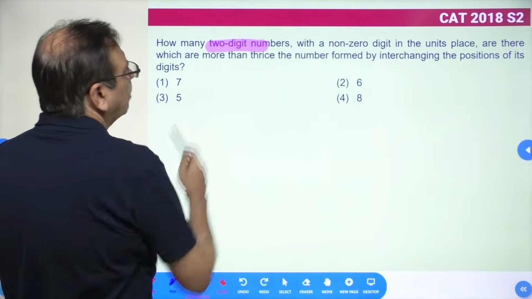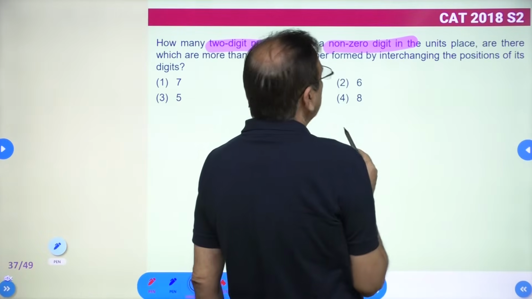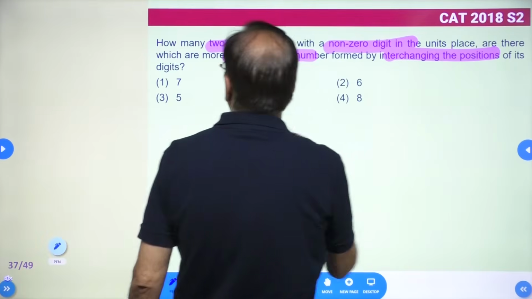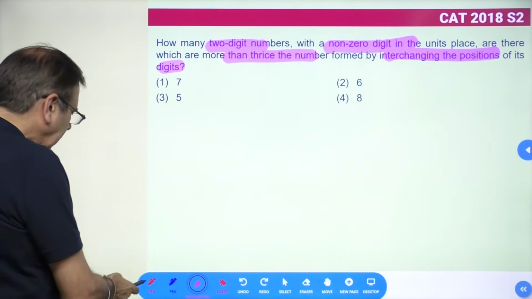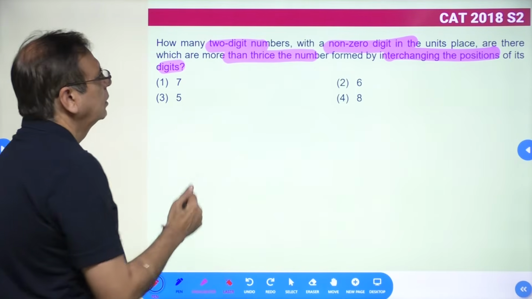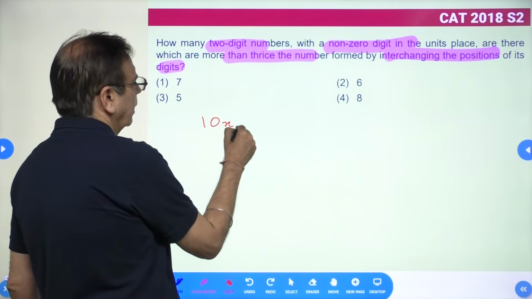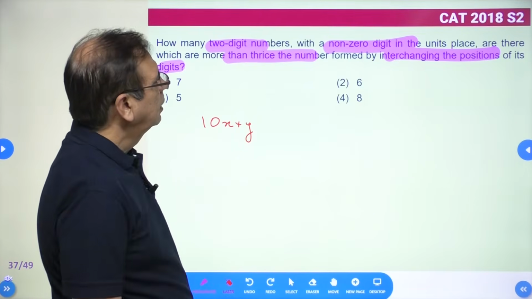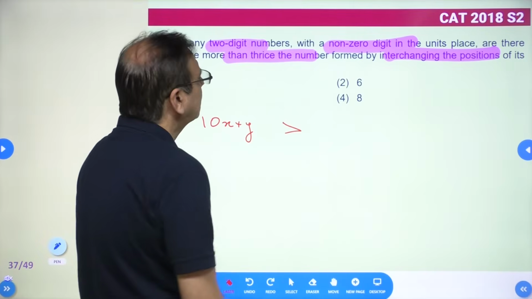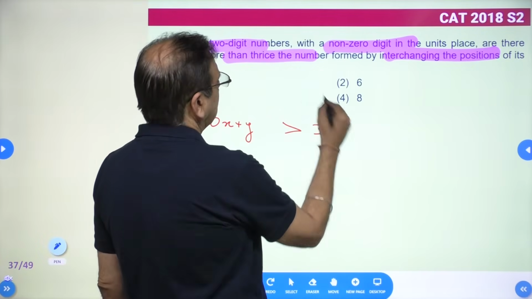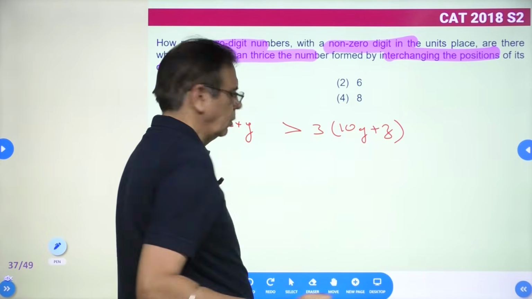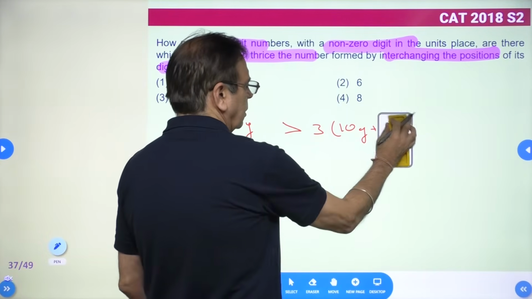How many two-digit numbers with non-zero digit in the zeroth place are there, which are more than thrice the number formed by interchanging the position of its digits? लिखेंगे. It's a two-digit number, 10x plus y. Okay, so 10x plus y, two-digit number, are there which are more than thrice. These have to be more than 3 times the number formed by interchanging the digits. Oops, then y plus x.